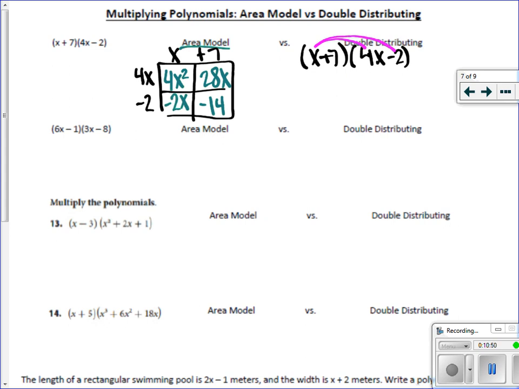So what's x times 4x? X times negative 2. Negative 2x. 7 times 4x. 28x. And then 7 times negative 2 is negative 14. What do you notice about what I just wrote in pink?